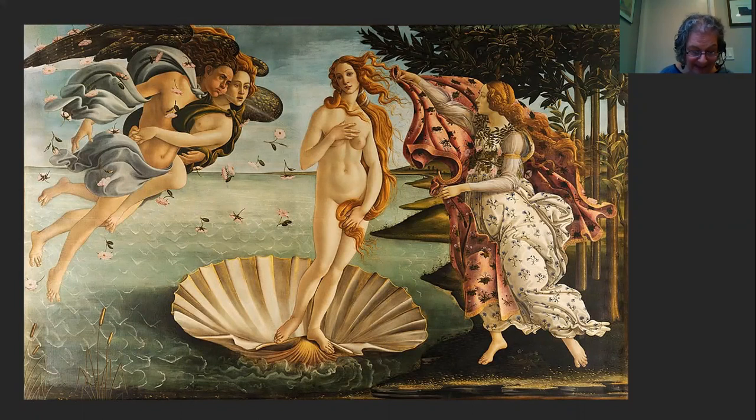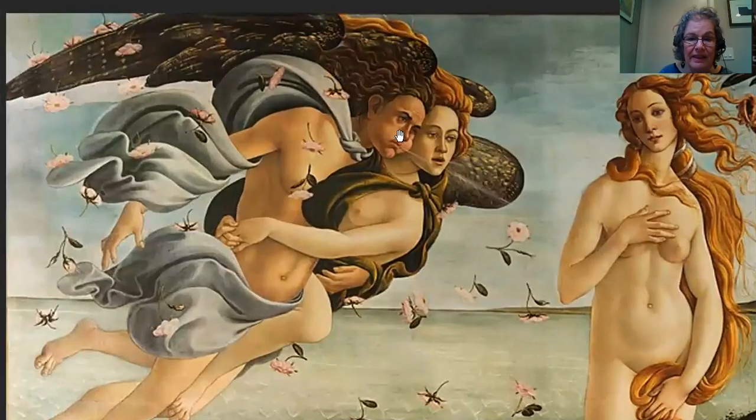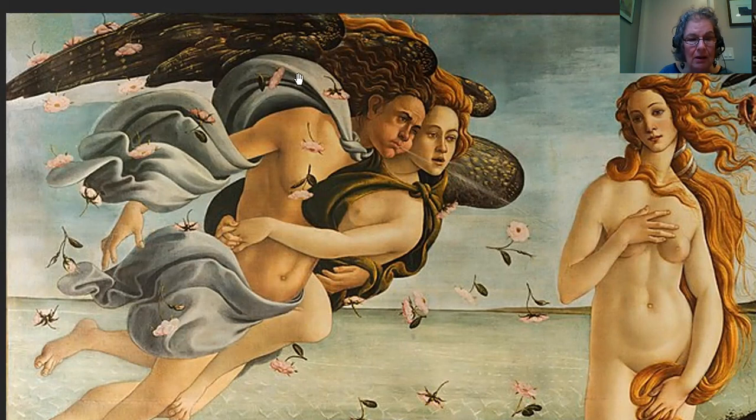So now let's talk about who is actually in this painting. Let's go up here to the left, and we see this figure with the wings and the billowing fabrics. This is Zephyr.